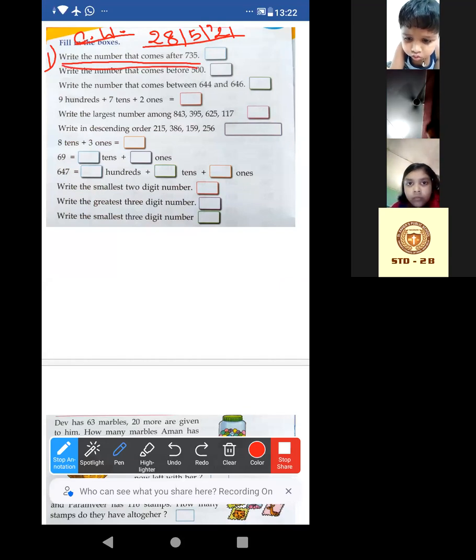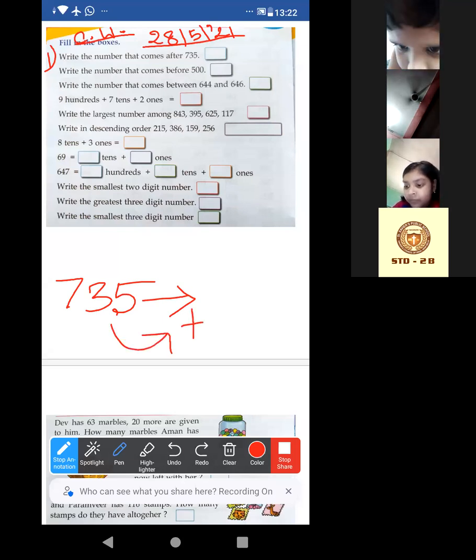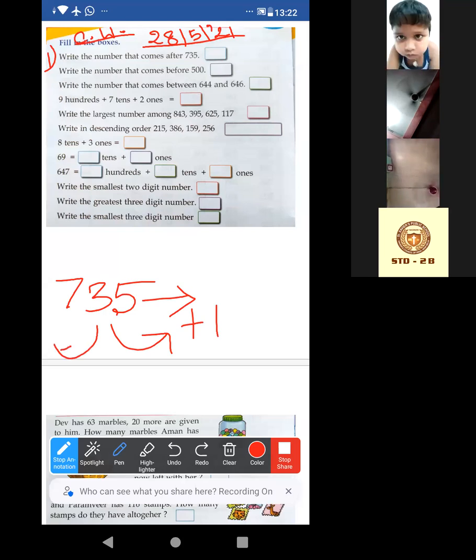Write the number that comes after 735. The number comes after 735, after 735. That means what? Immediate after, already I explained. Immediate after means we have to add plus 1. And immediate before means minus. It is forward counting, it is backward counting before, okay?